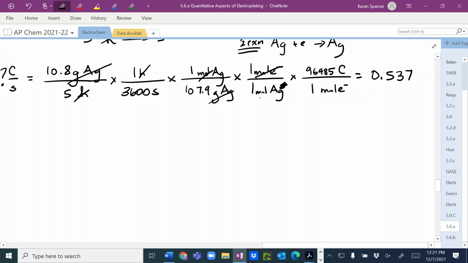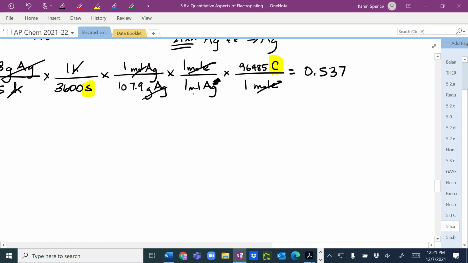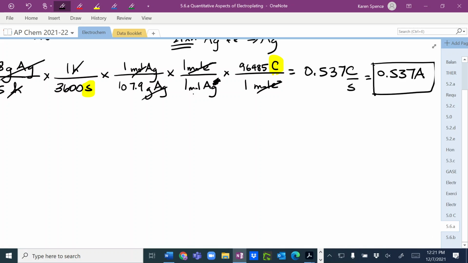And if we look at our units, what we have left is coulombs and seconds. So that is coulombs per second, which is the same as 0.537 amps. And I don't think they would mark it incorrect if you had coulombs per second, but I think it's better practice to change it into amps. Is that good? You guys ready for 5.6b?